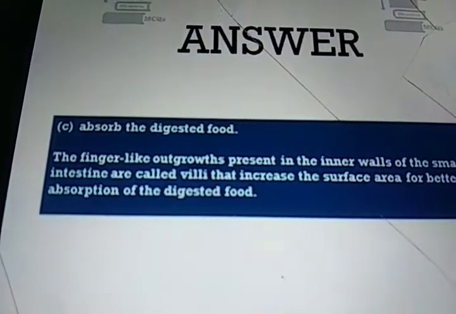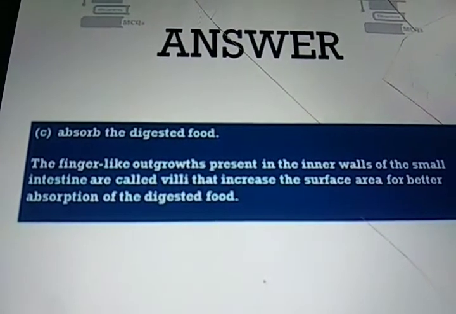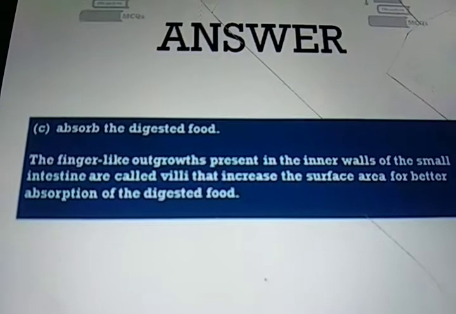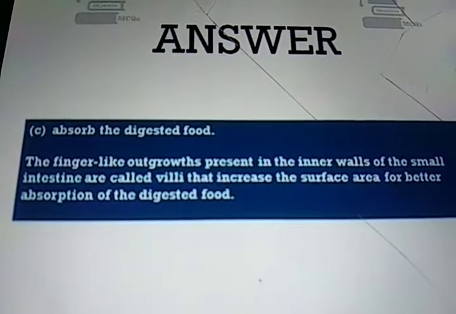The finger-like outgrowths present in the inner wall of the small intestine are called villi, which increase the surface area for better absorption of the digested food.